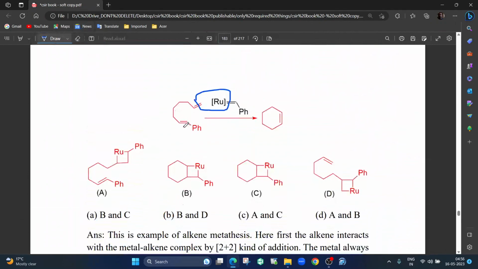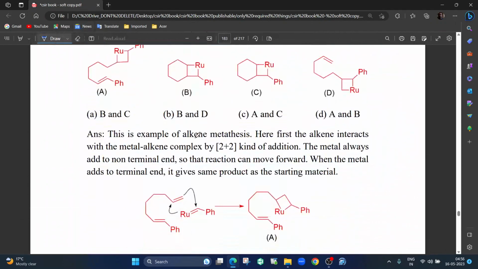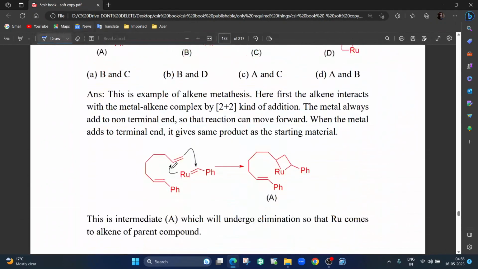And then second, once again that will happen, and basically the new part gets out and the ruthenium takes its own alkene part and goes. So that's the intermediate they're asking. This was a very, very simple question. Whenever such a reaction is there, always put ruthenium on the inside part, because then only ruthenium will go and join. The other part has to break.